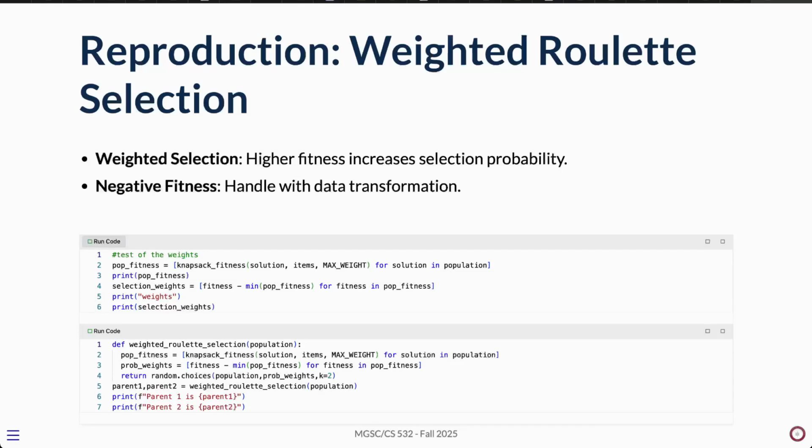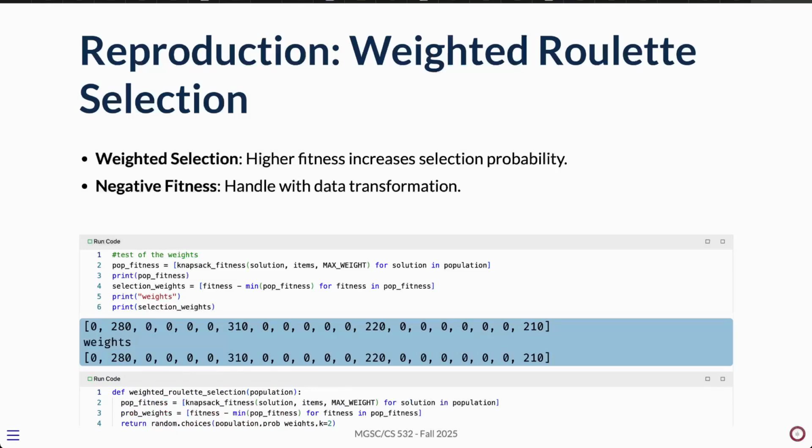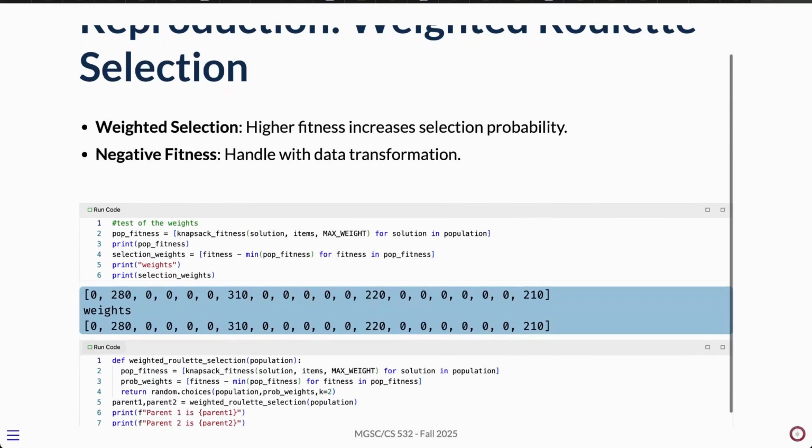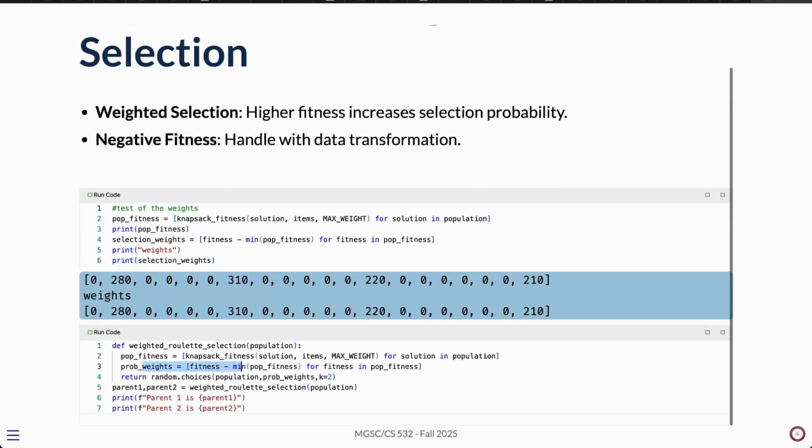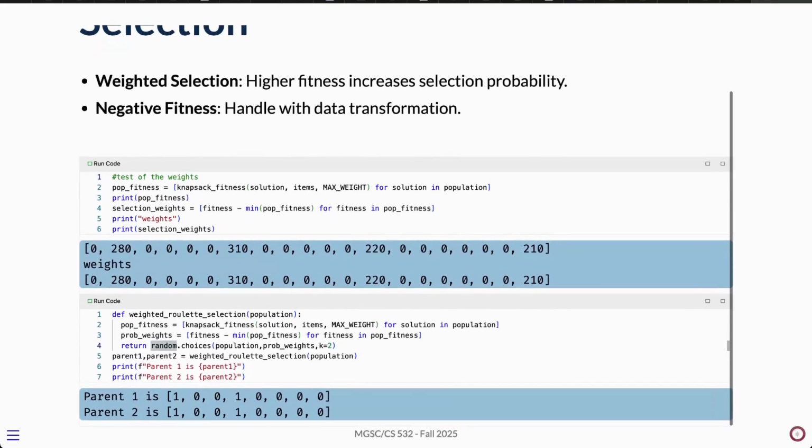First, we're going to calculate fitness for all the solutions in the population, and then we'll create selection weights by subtracting the minimum fitness from each fitness value. And then again, this random.choices uses weights to select parents. So solutions with higher weights are more likely to be chosen, but there is still a bit of randomness involved. So let's run that, see what our output is.